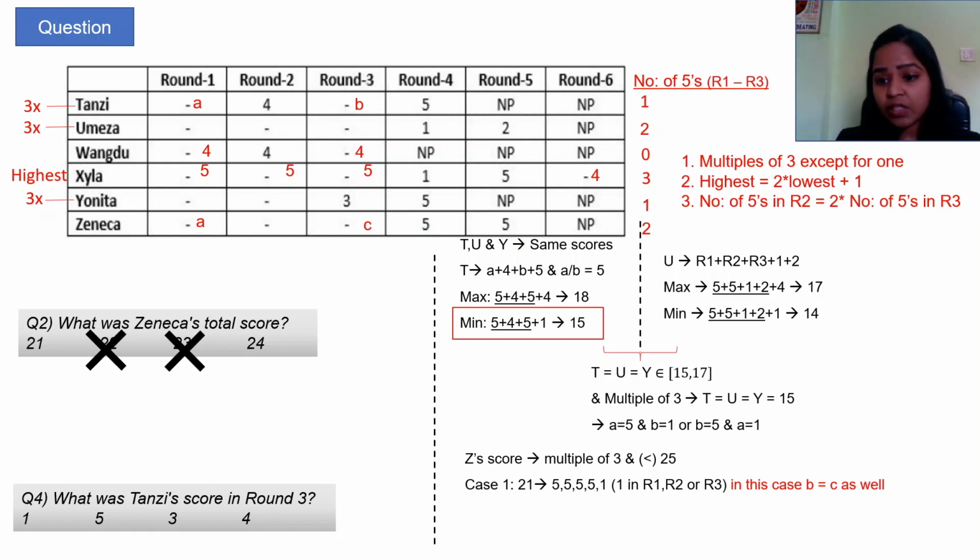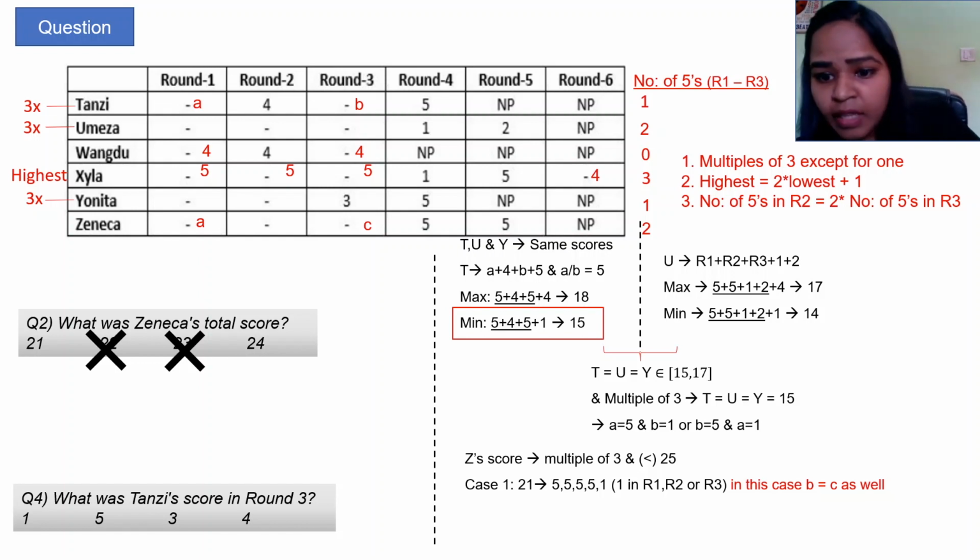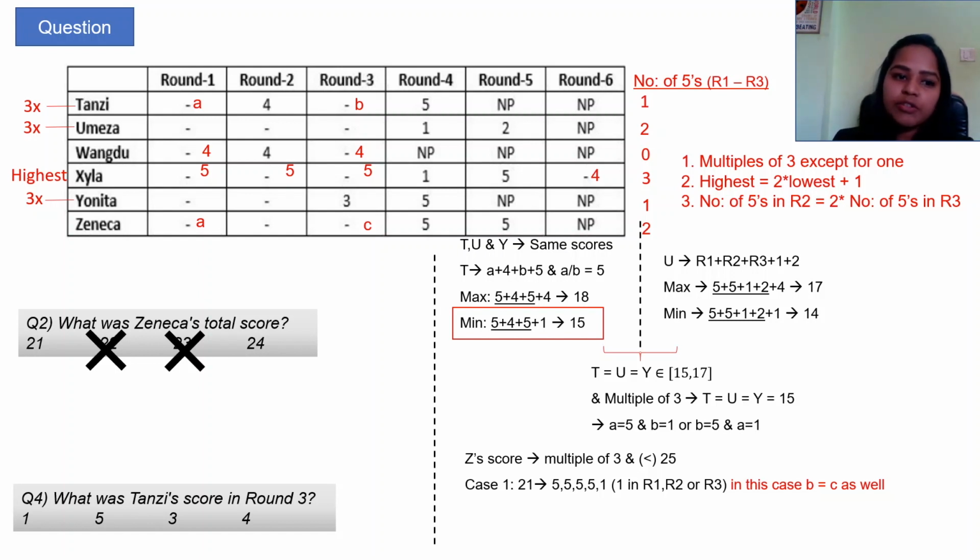So now if it has four 5s and one 1, and as we have seen before that T's score is 15, in that case it will so happen that B should be equal to C, because if A is either 5 or 1, it will end up resulting in B equal to C. So definitely 21 is not the answer. So the only answer for this is 24. Z's score is 24. So now that we know Z's score is 24, it should be 5, 5, 5, 5 and a 4, right?